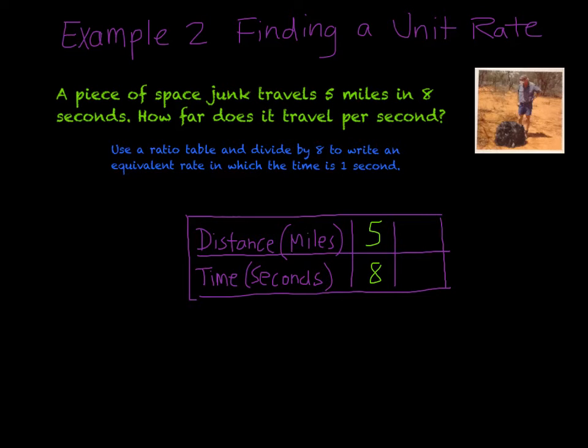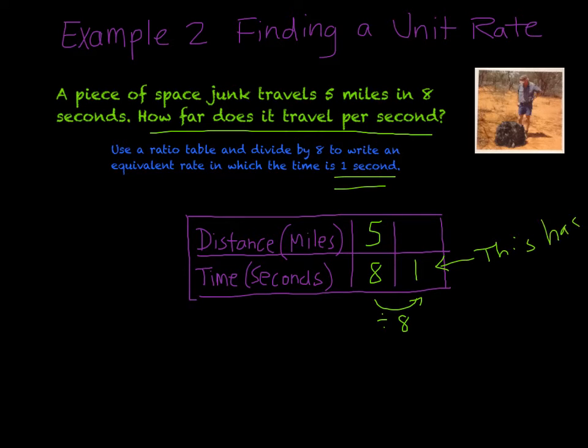So here we go. They're telling us to divide by 8. The reason I know that is because I already know that I'm going to get to the 1 that they're telling us to get to right here. And they're asking us right here, how far does it travel per second? Well, 1 is per second. So we know this has to be 1. That's what the story problem told us. This has to be 1.